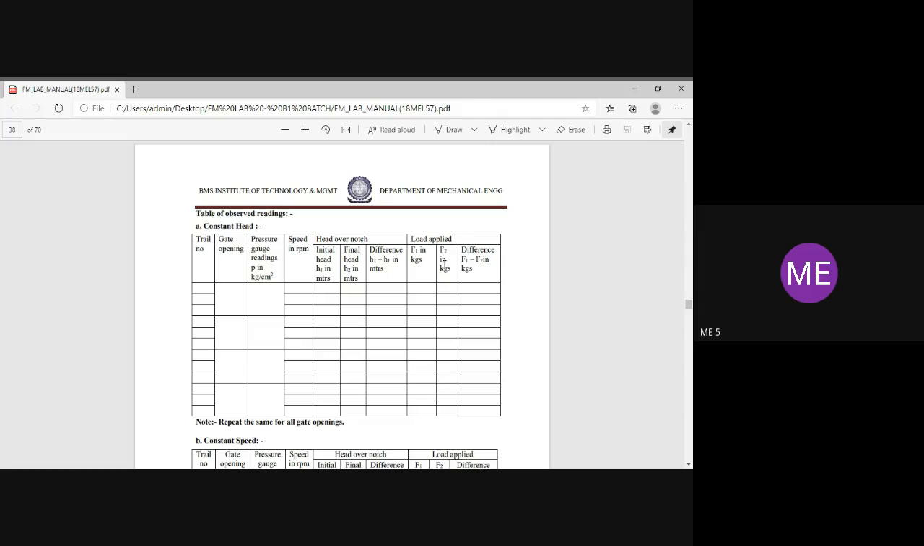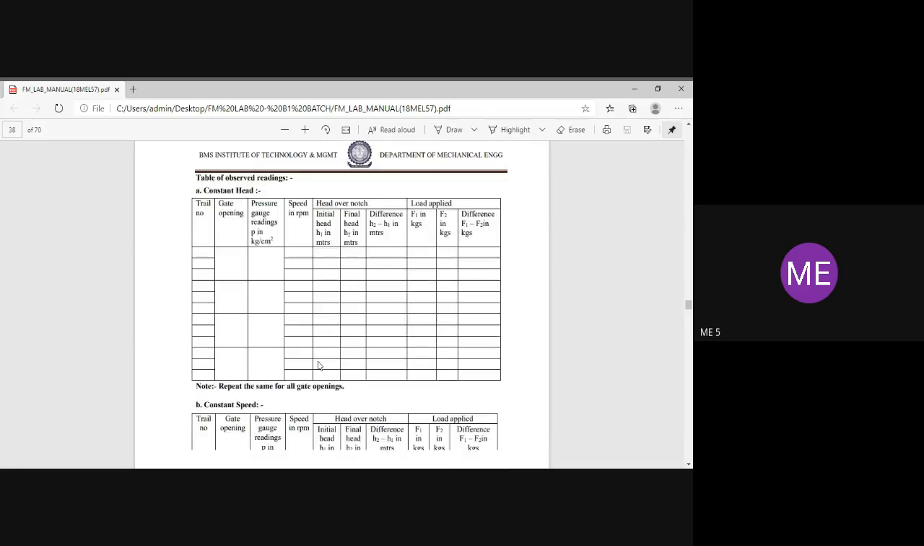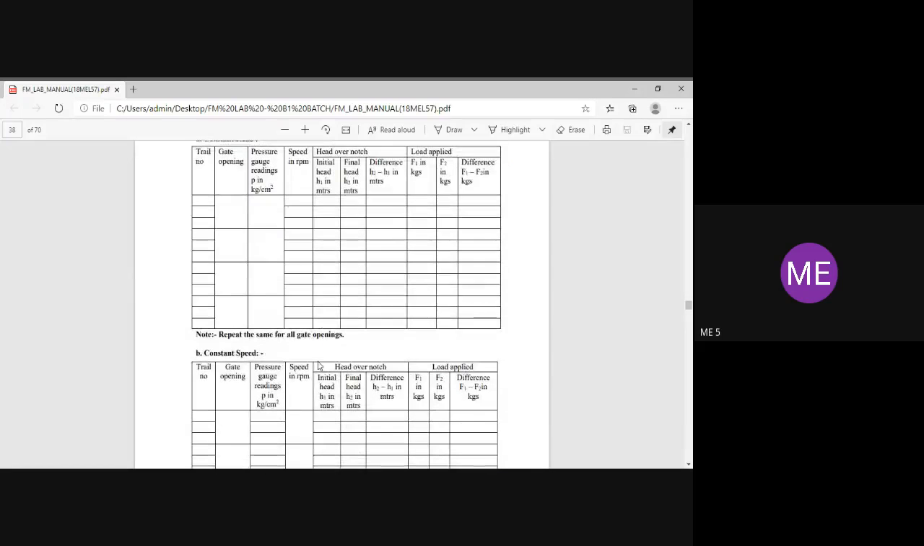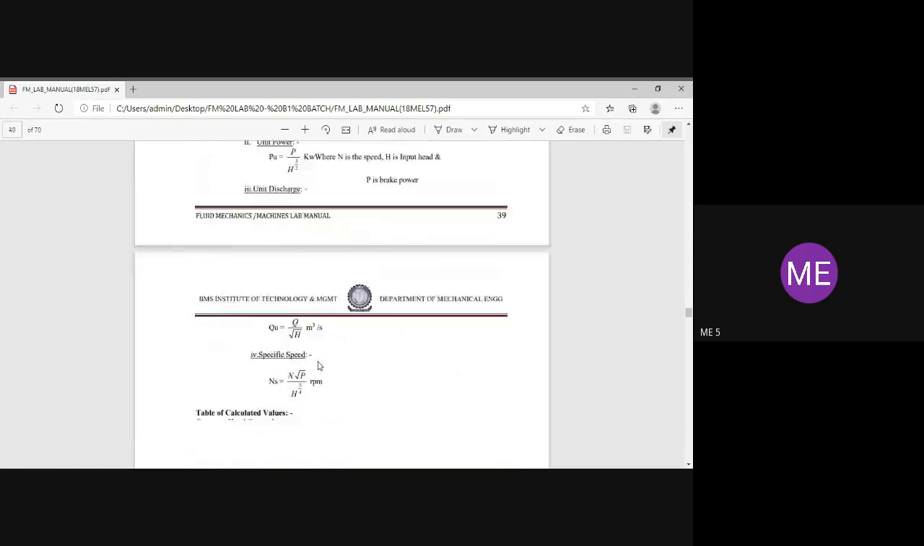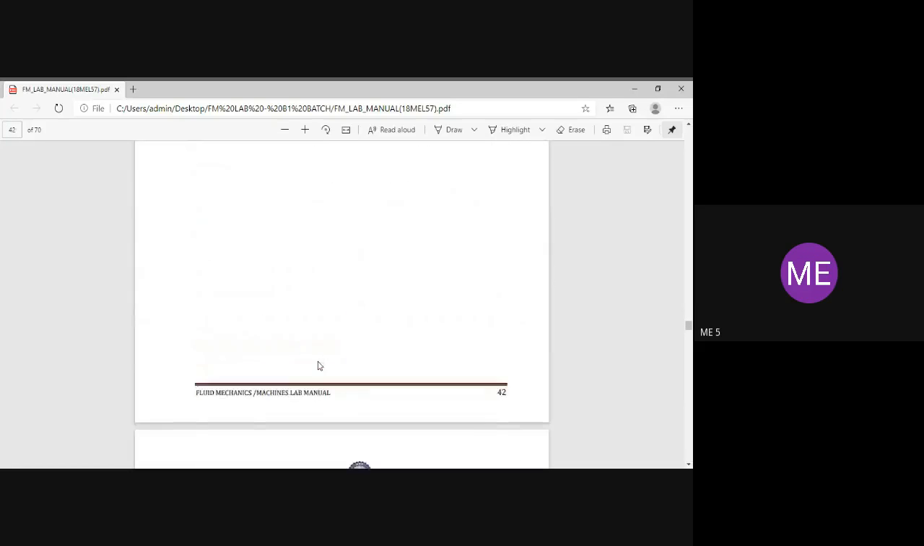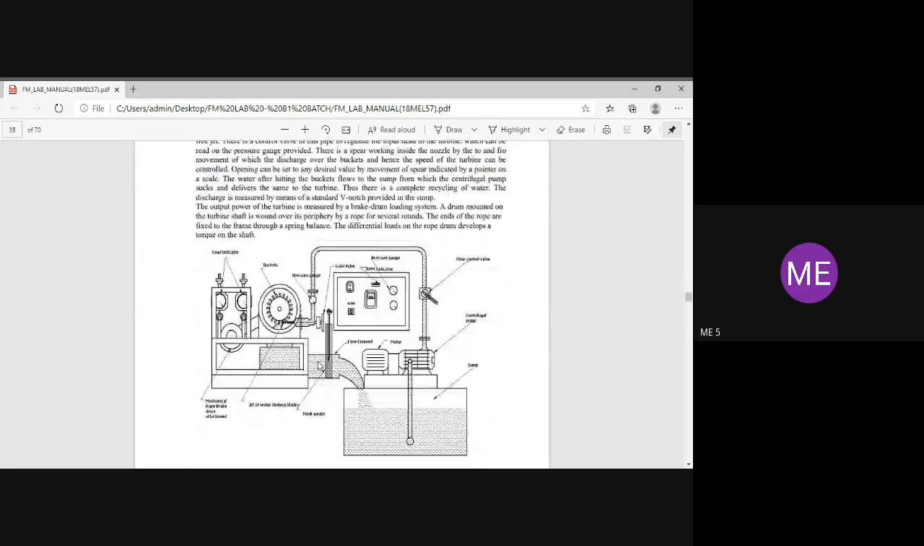Then load applied. Sir, how many readings? Actually, there are 4 gate openings. For each gate opening, how many? 4 readings are there. 16, sir, total. Total 16. Because we are having constant head also, constant speed also. Two things you have to calculate here. Calculations are more. More calculations in turbines. You remember? Tabular column, calculations, even graphs are also more.